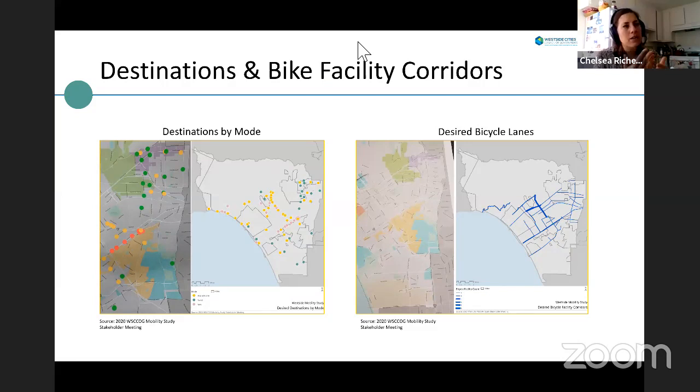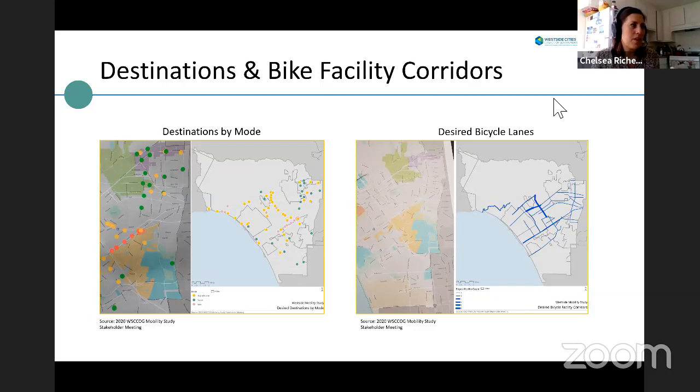And then on the right, the specific corridors that people want to be able to use as bicycle corridors. And some of these already have bicycle facilities on them. So people were really doing this as a way to demonstrate that they were looking for something that was a little more safe or protected or felt more comfortable to use.